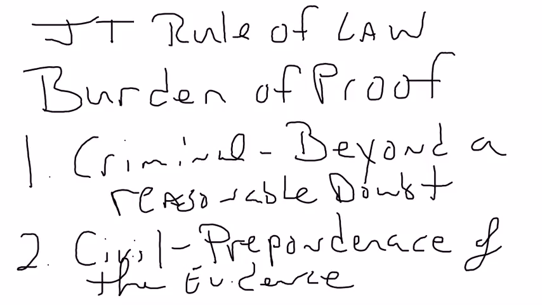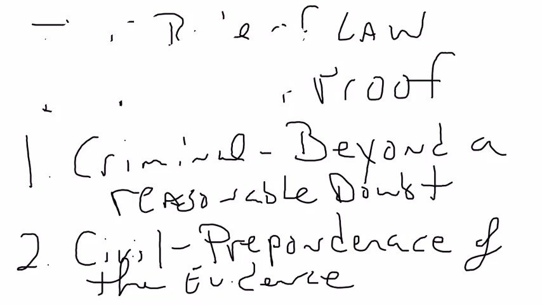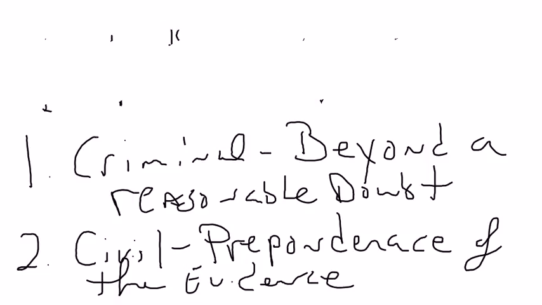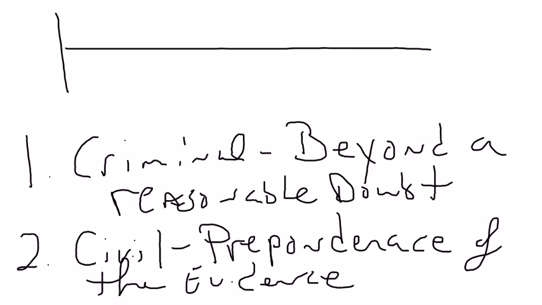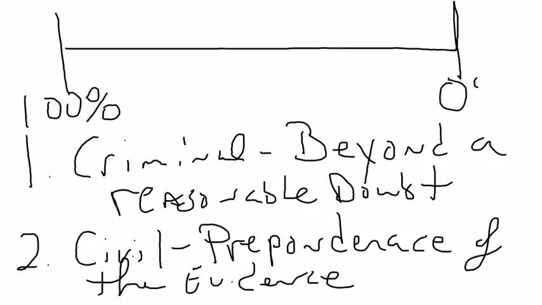I'll illustrate this in a short visual. So if you assume that proof is on a scale where you're 100% certain on one end to completely 100% uncertain, or you have zero evidence of responsibility on the other, the scale that has to be met is going to be more than 0 but less than 100.